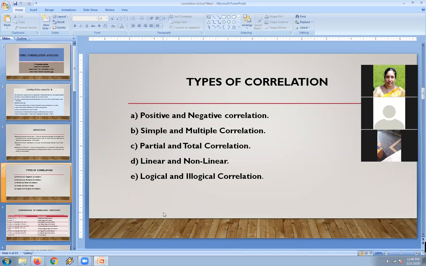What do you mean by logical correlation? When the correlation between two variables is not only mathematically defined but also logically sound, it is called logical correlation.